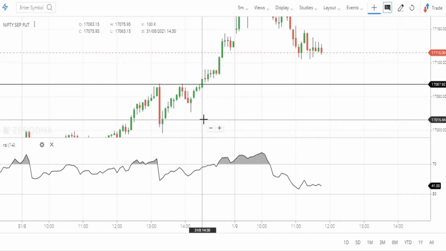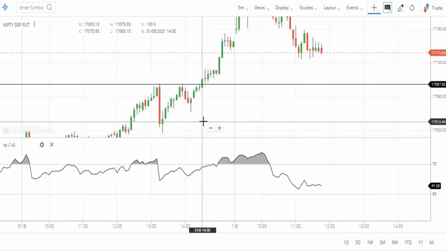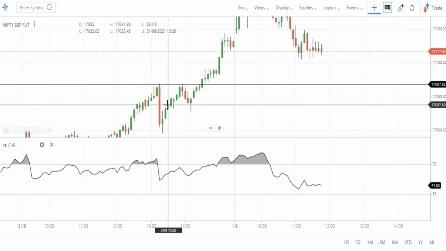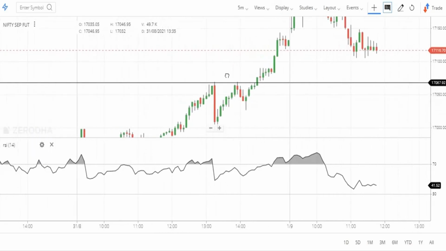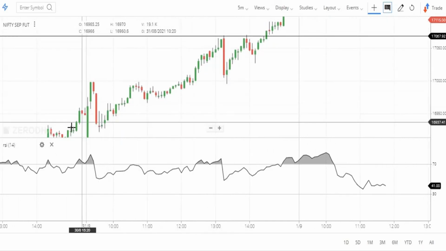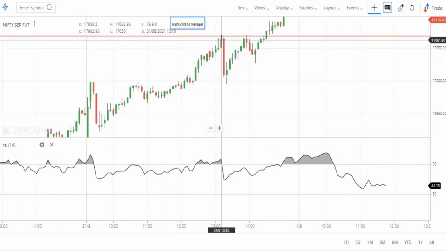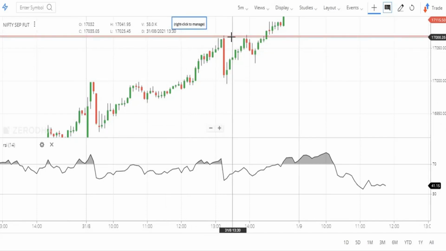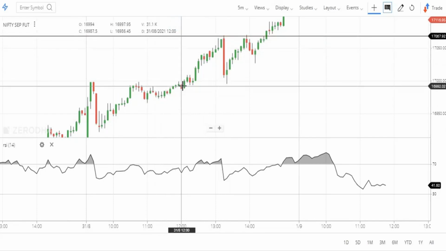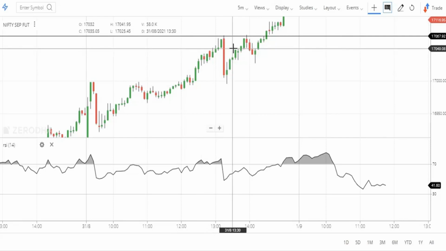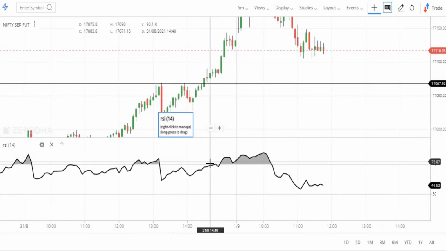Now this is where you have to understand the concepts and context of the chart. So what happened here? There was a resistance. Now you have to understand that the trend was positive. The trend was with you, and it broke resistance. So what happened? Positive trend plus a breakout plus RSI going up.